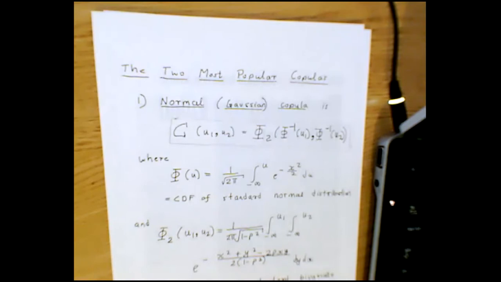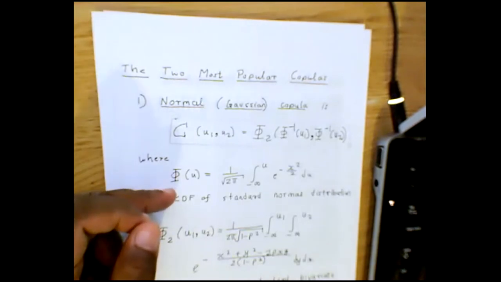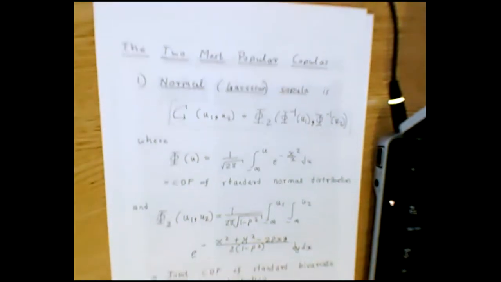The first one is known as the normal copula, or also known as the Gaussian copula, and is defined by this formula here, where phi, I'm sure you guys know, is the CDF of the standard normal distribution, right?